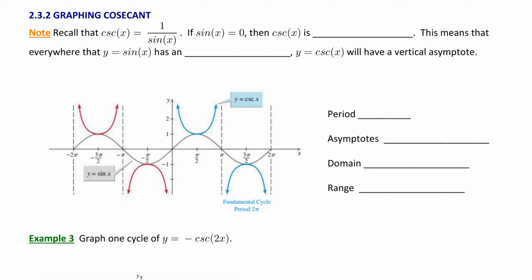Therefore, if sine of x equals 0, then cosecant of x is 1 over 0, or undefined. Just like we saw with secant and cosine, this means that everywhere that sine of x has an x-intercept, that is, the function value is 0, y equals cosecant of x will have a vertical asymptote. So observe on the graph, if we look at one fundamental cycle of sine of x, where sine of x has an x-intercept, cosecant of x has a corresponding vertical asymptote.